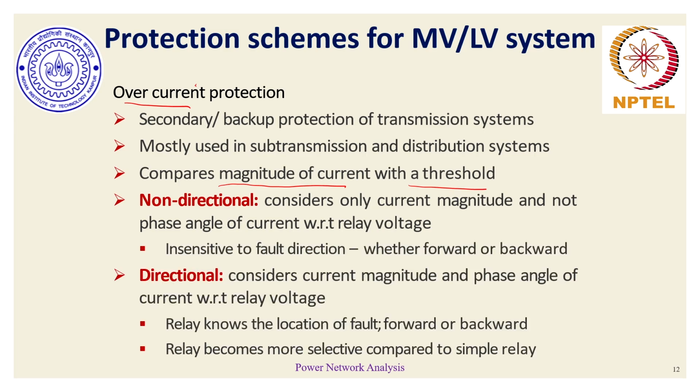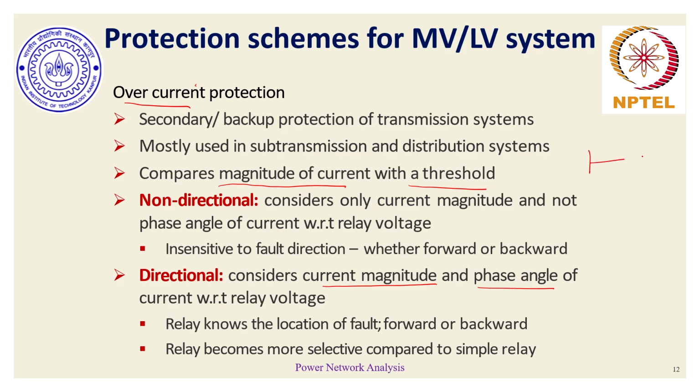In order to make it directional, we have to sense or get an estimate of the phase angle between the forward current and the voltage sensed by the relay, which helps in indicating whether the fault is a forward fault or a backward fault.